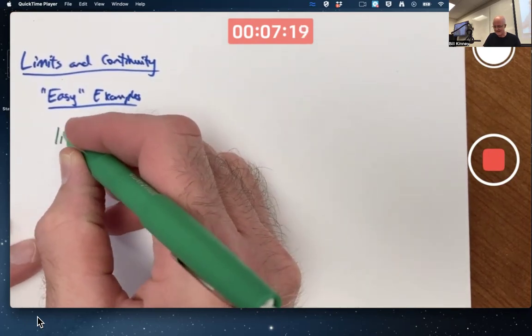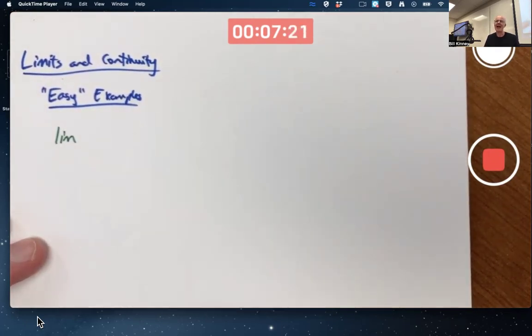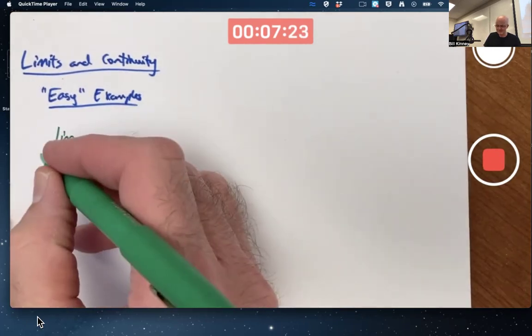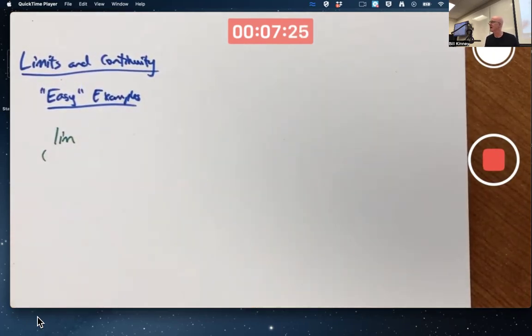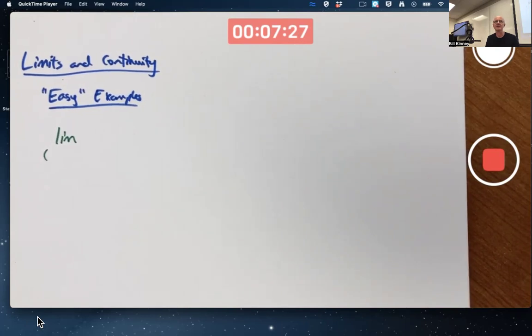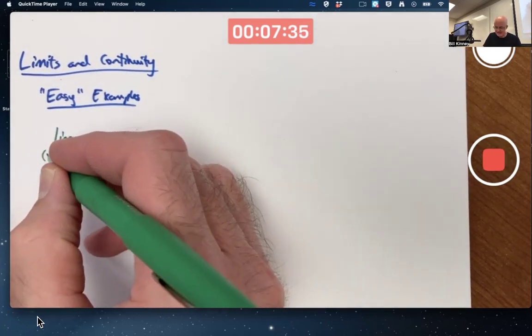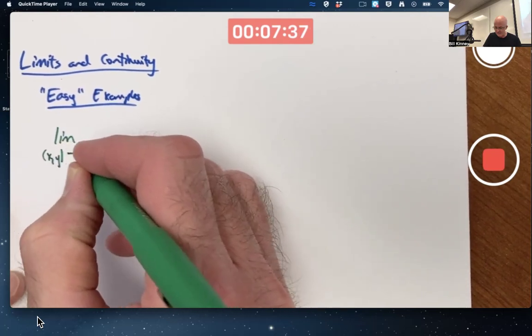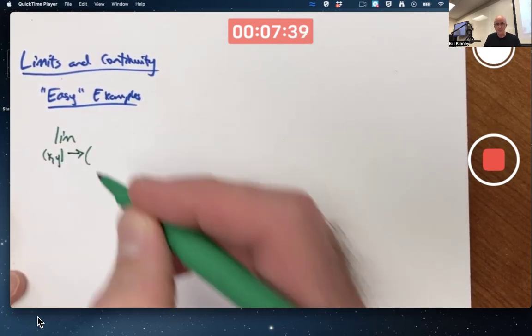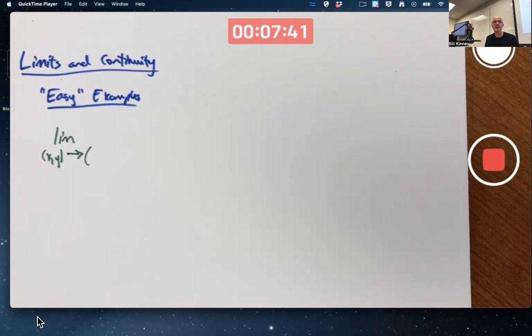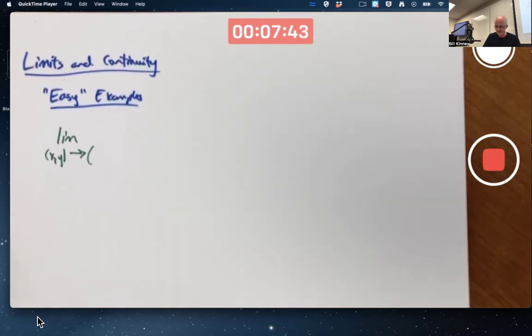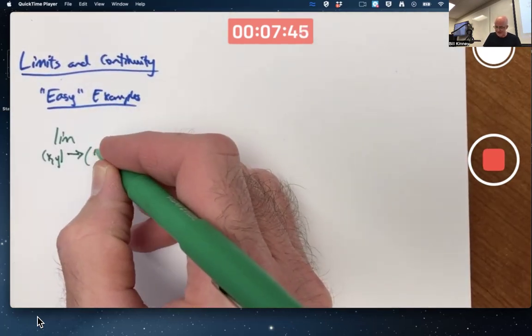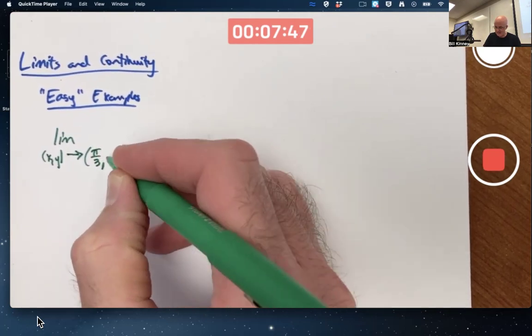What is the limit as well? Since it's a multivariable calculus function, a function of two variables, we need to consider letting two variables approach two different values. Written as a point, say (x, y) approaching some other point with some specific coordinates, maybe (pi over 3, 2).